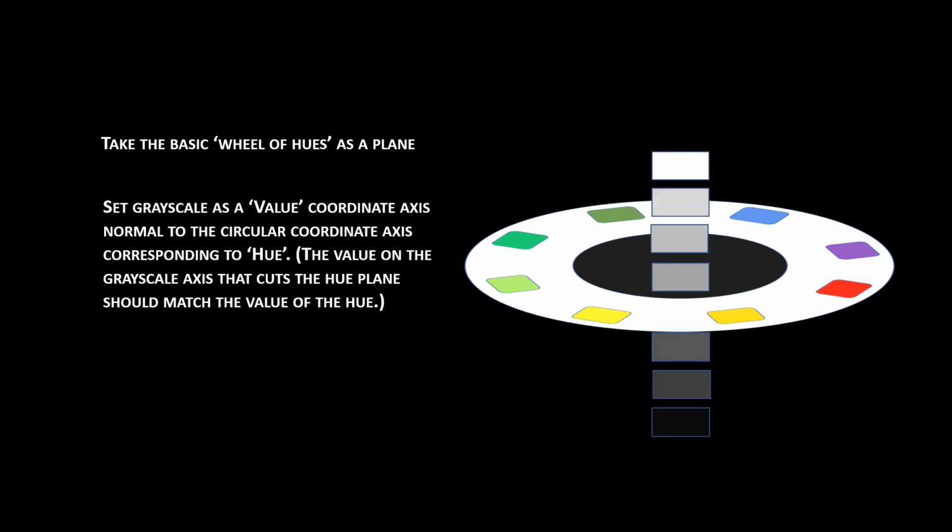So now what we can do is arrange the color wheel, the wheel of hues, as a kind of two-dimensional polar coordinate axis, and add to that a third dimension, namely that of value, by running the grayscale perpendicular to the plane of the color wheel, as we would call it. And so we have now a three-dimensional coordinate axis set up. Note that we have to match, or at least position, the plane of hues, the colors, so that the values of the colors match the value of the grayscale in the center axis.